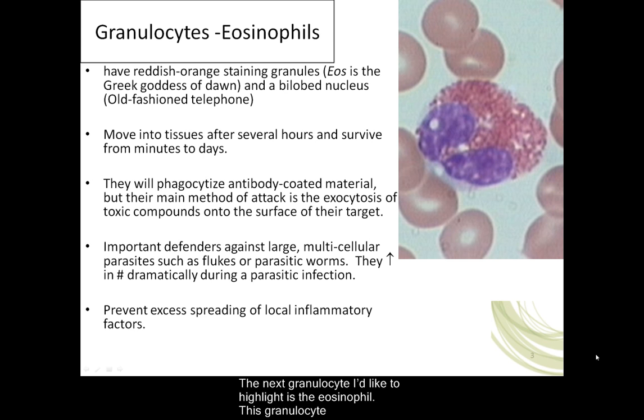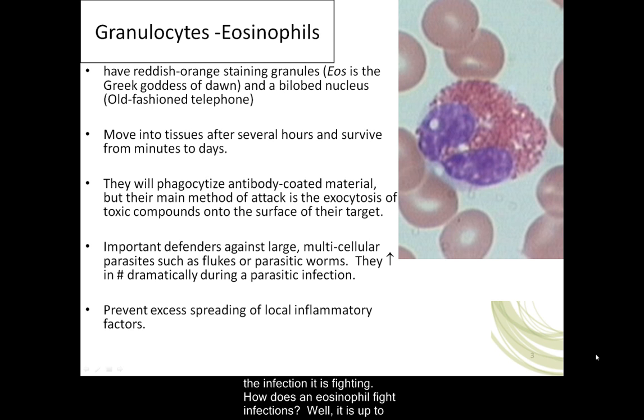The next granulocyte I'd like to highlight is the eosinophil. This granulocyte absorbs the acid dye eosin, and the granules stain red as a result. The nucleus is bilobed and has the shape of an old-fashioned phone receiver. Like other granulocytes, this cell travels in the bloodstream and then enters the tissues, and its lifespan can be anywhere from minutes to days, depending on the severity of the infection it is fighting.